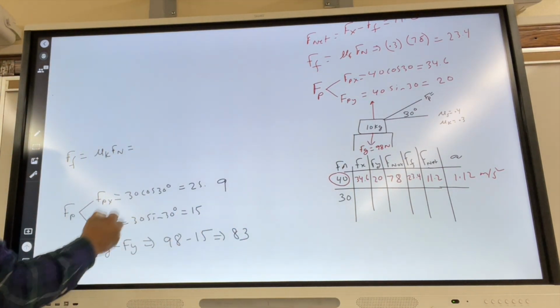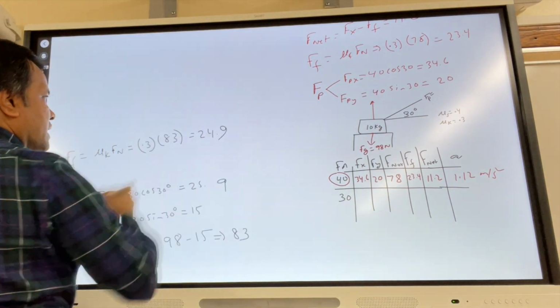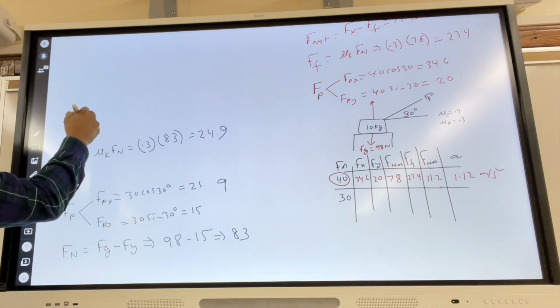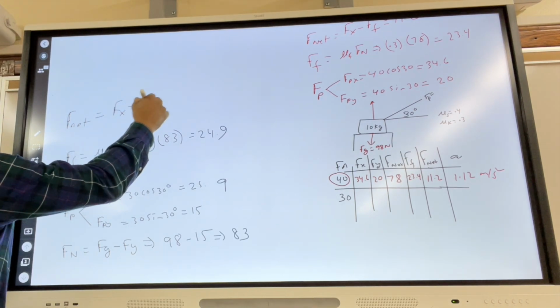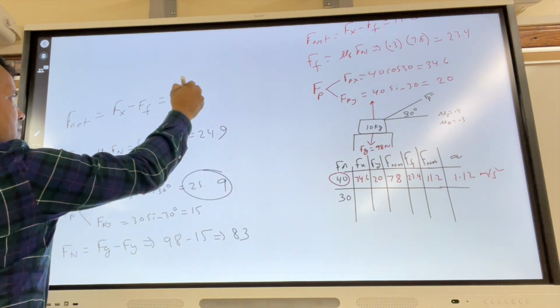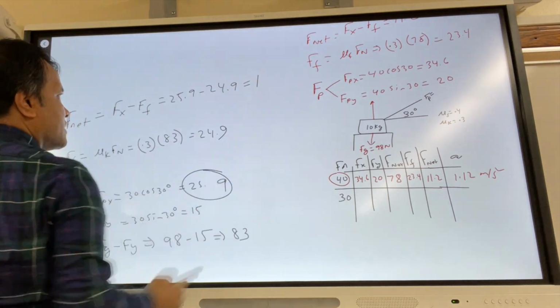So this is 83, so 0.3 times 83 is 24.9. Now we have to find F net. So F net is Fx minus Ff. Fx is 25.9 minus 24.9, which is 1. All right.